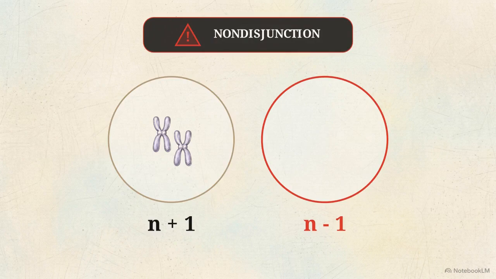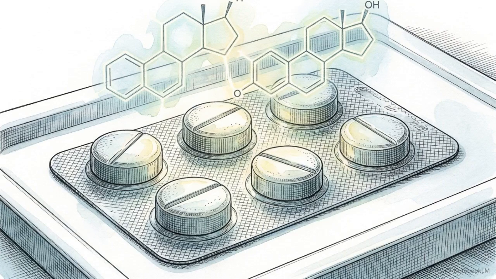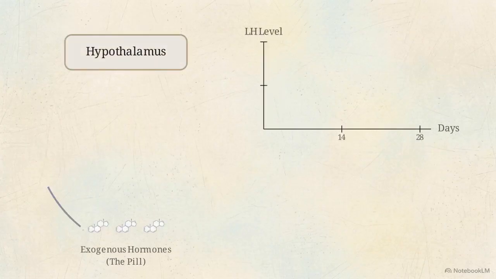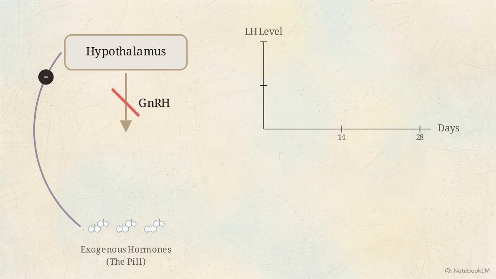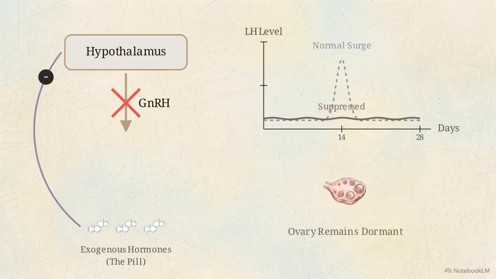Consider the systemic impact of oral contraceptives. By artificially supplying estrogen and progesterone, these pills leverage the body's own negative feedback loops to suppress GnRH, completely blocking the mid-cycle LH surge and preventing ovulation.